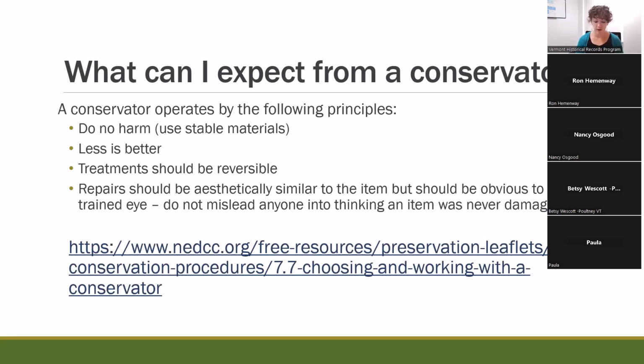So to learn more about how to choose and work with a conservator, you can see the Northeast Document Conservation Center's leaflet at the link here.